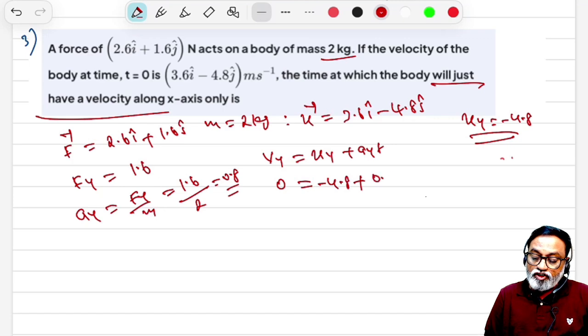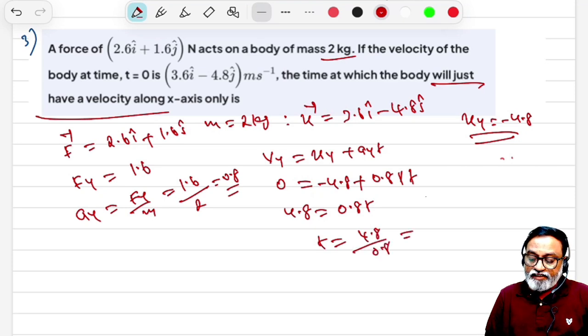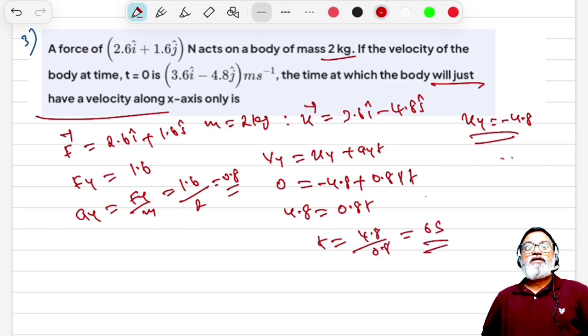Therefore, here Vy is equal to uy, minus 4.8, plus ay, 0.8, into t. Therefore, this becomes 4.8 is equal to 0.8 into t. t is equal to 4.8 by 0.8. This becomes 6 seconds. Therefore, after 6 seconds, the body will have only x component of velocity. There is no y component.